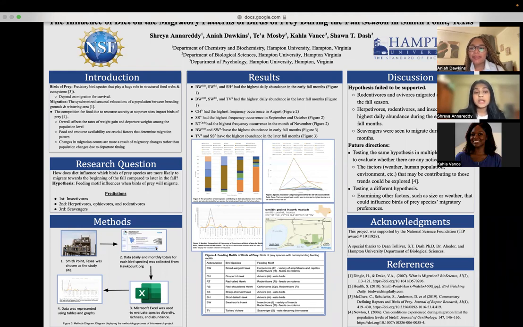And if there are, an analysis of what factors, such as weather, human population, or environment, could be contributing to those trends can be conducted. And another approach could be to test a different hypothesis. For example, examining other factors such as the size of the bird or weather that could influence the birds of prey species' preferences of migrating earlier or later in the fall. So overall, this research sets a ground base for various new approaches for a similar inquiry.